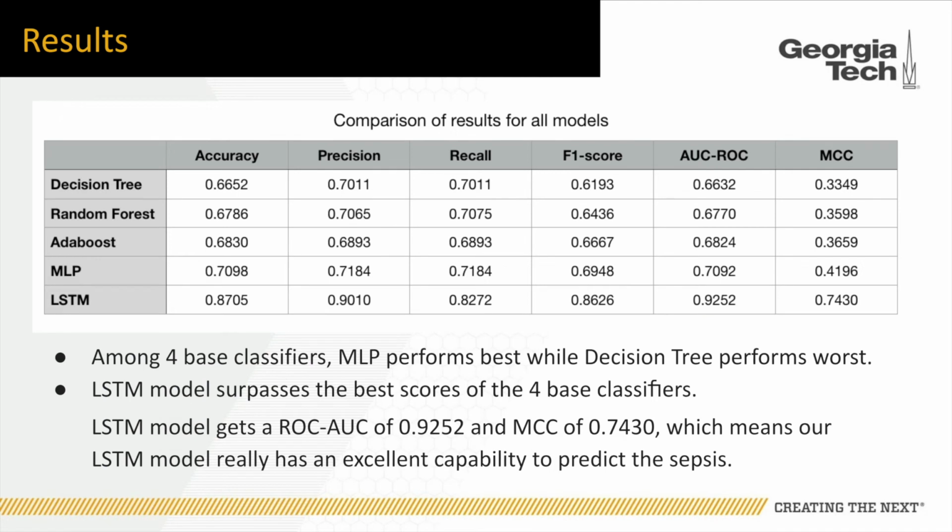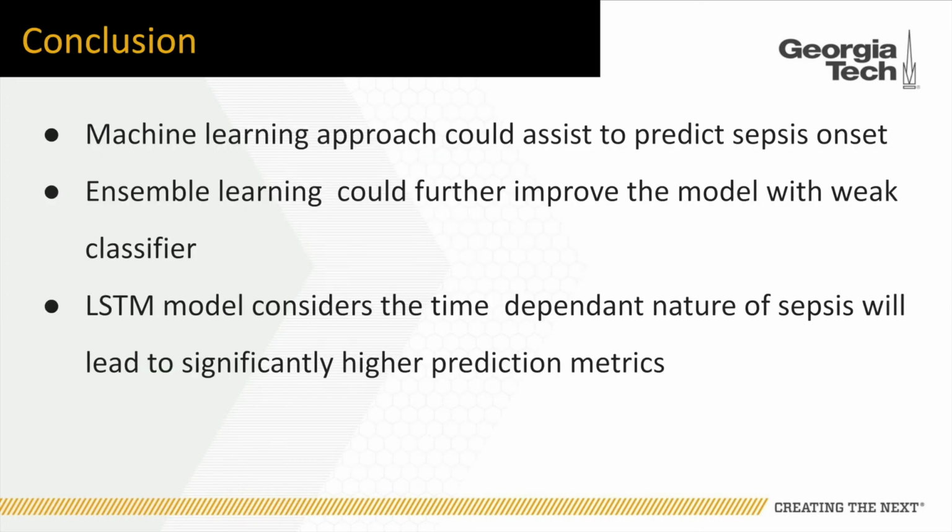Finally, we compare all the results from all the different models we have tried. The metric comparison is shown in the table. Among all 4 base classifiers, MLP performs best while decision tree performs worst, but the LSTM model surpasses the best score of all 4 base classifiers. The LSTM model could get a ROC score as high as 0.92, which means our LSTM model has an excellent capability to predict sepsis. From all the experiments we have done, we could draw the conclusion that the machine learning approach could indeed assist in predicting sepsis onset, and ensemble learning is better than the weak classifiers.